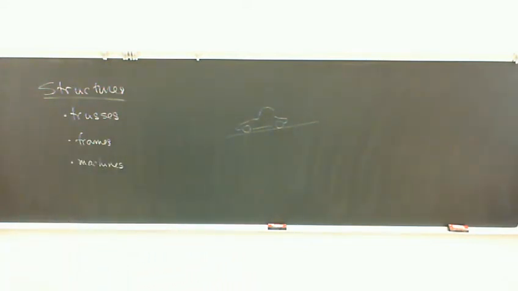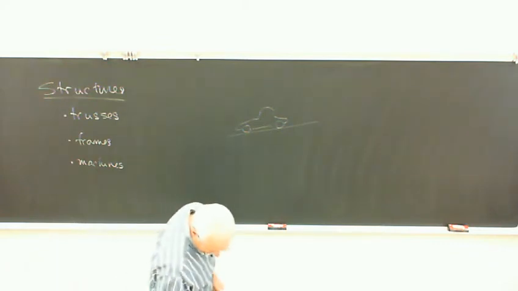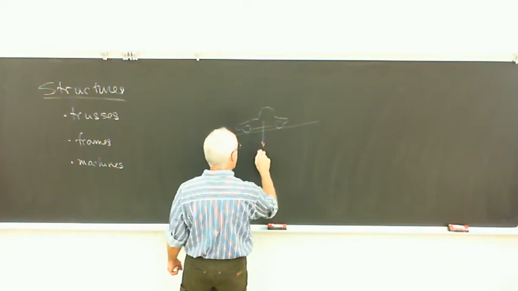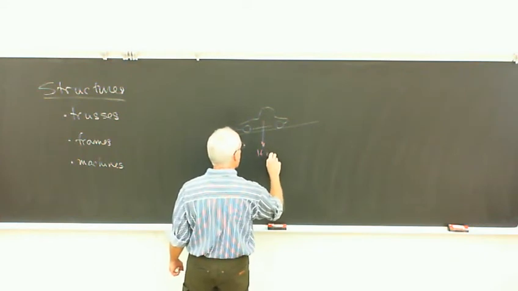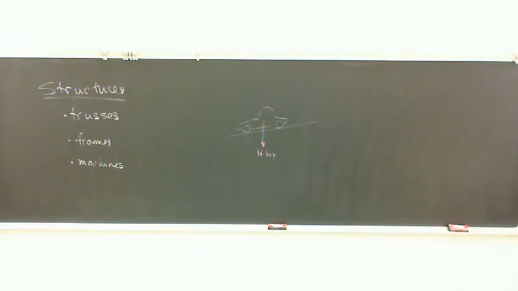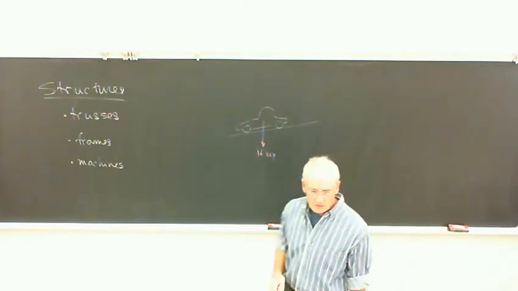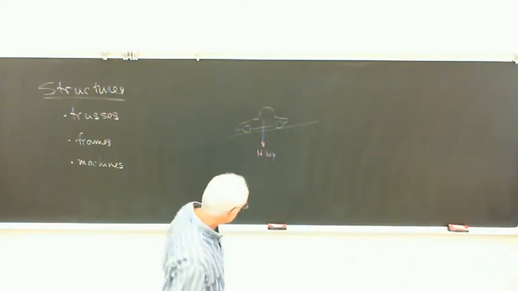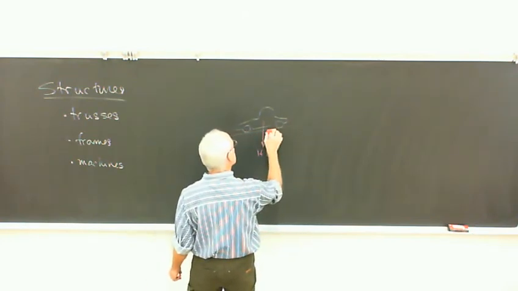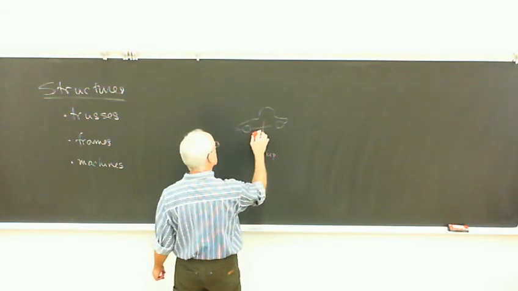Okay, what forces on it? Of course, there's the weight, and that's what that 14 kip number is. You know that's the weight, not the mass, because of the units. Pounds are units of force. What other forces on it? Let's make it a free body diagram, take out the surface.